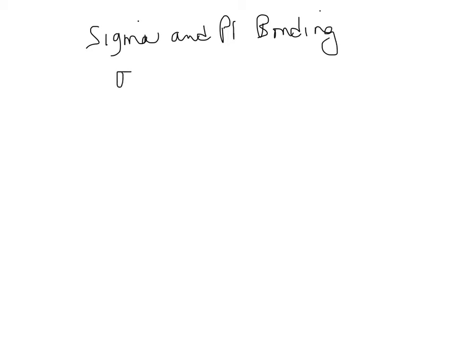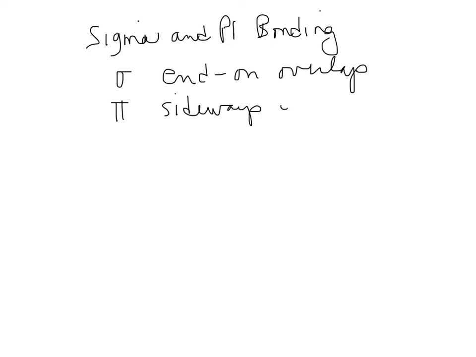Okay, today's talk is going to be on sigma and pi bonding. Sigma is going to refer to the end-on overlap between orbitals, and pi will refer to the sideways overlap between two orbitals.